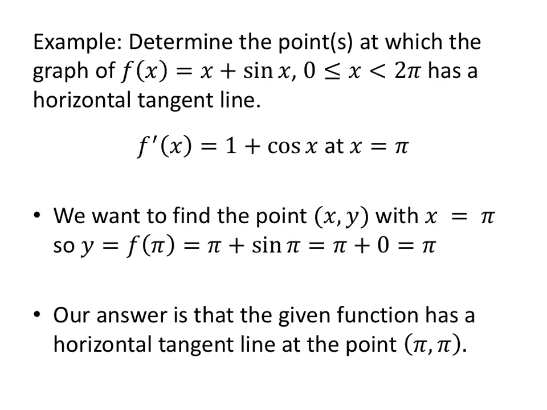But pi is not a point. We want to find the point (x, y), where x is equal to pi. So we go back to the original, right? The derivative told us where to look, but the original function tells us what it is. So when x is equal to pi, the y value, f of pi, is pi plus the sine of pi. And we know that the sine of pi is 0, so this just has an outcome of pi. Our answer is that the given function, f of x equals x plus sine of x, has a horizontal tangent line at the point (pi, pi).